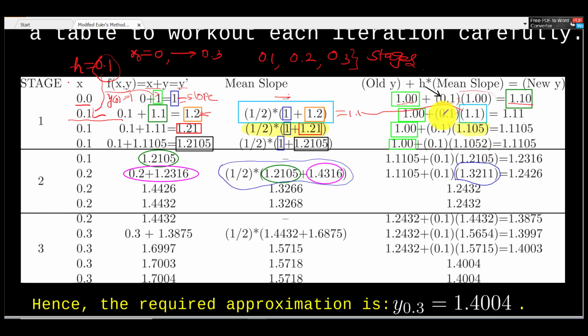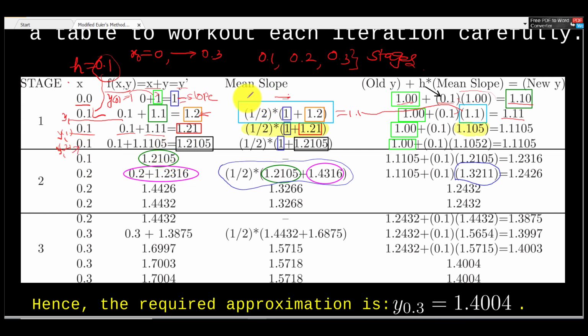Fine. So 1 again, old y, which is constant throughout stage 1. So 1 plus 0.1 into this 1.1, which is equal to 1.11, right? Now just 1.11 you see, I am just carrying forward here, 0.1 is obviously there. Okay, so you can see here, this is my first approximation, this is my first better approximation, and this is my second better approximation of the first one, right?